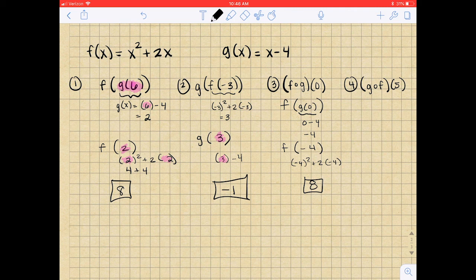And in my last example, I have g of f of 5. Focus on the inside. So that'd be 5 squared plus 2 times 5. That's going to give me a total of 35. So now I'm focused on g of 35. If I plug in 35 for x minus 4, I'm left with the solution of 31.